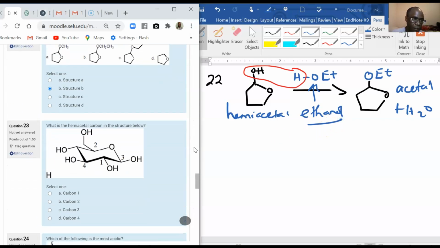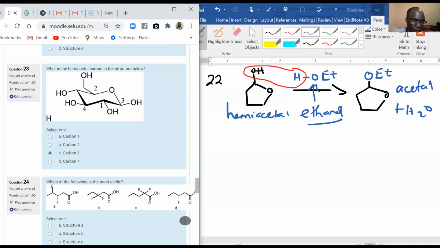What's the hemiacetal carbon in the structure below? It's going to be carbon 3, because you have an OH and an R group. See, this R group, the rest of the group is considered R. So you have OH and OR group sharing the same carbon 3. So that's the hemiacetal carbon.